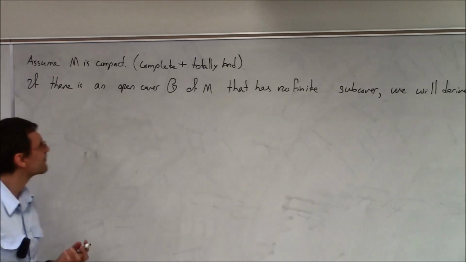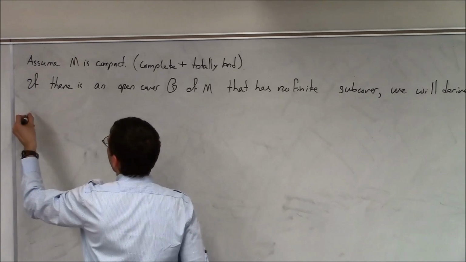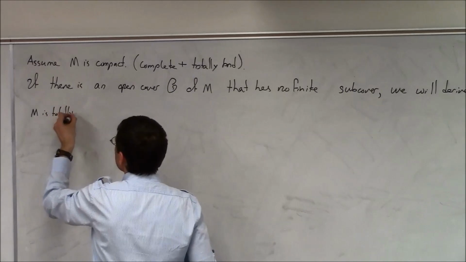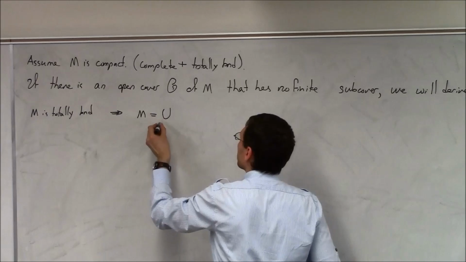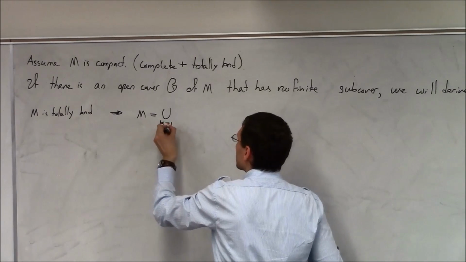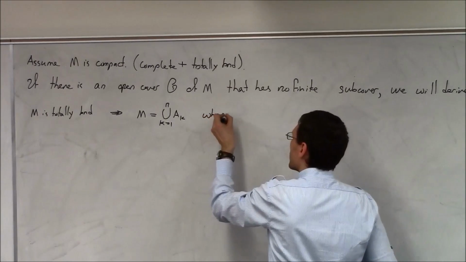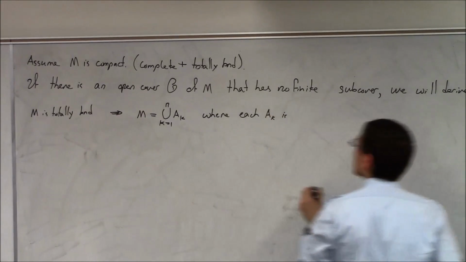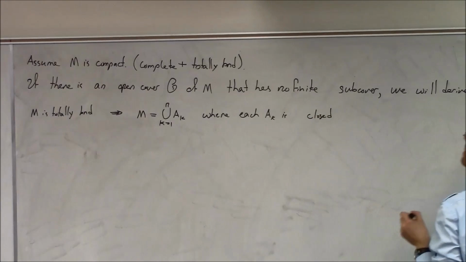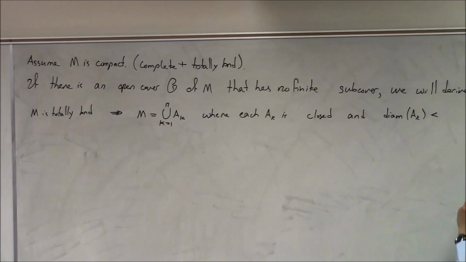So we have that M is totally bounded, which implies that M can be written as the union of k equal 1 to n of A_k, where, and that's very important, let's see if you see this point, each A_k is closed and the diameter of each A_k is less than or equal to 1. Okay? Why can we do that?